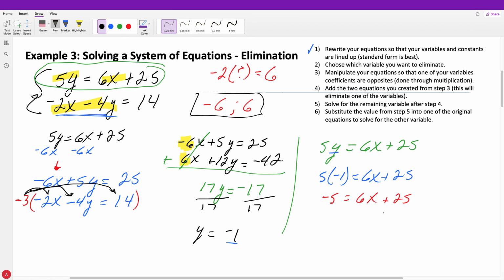And now I need to isolate that x all by itself, so I'm going to go ahead and subtract the 25 to move it to the other side. So -30 = 6x. And then our last step is going to be divide by 6, so that means x is equal to -5.